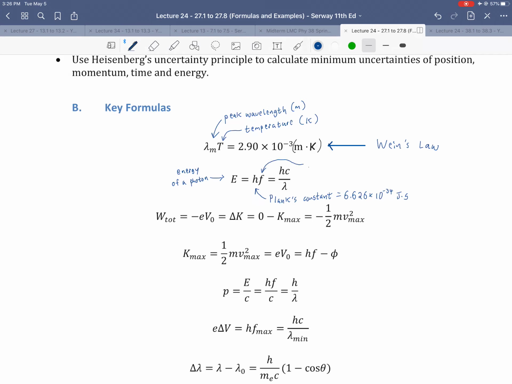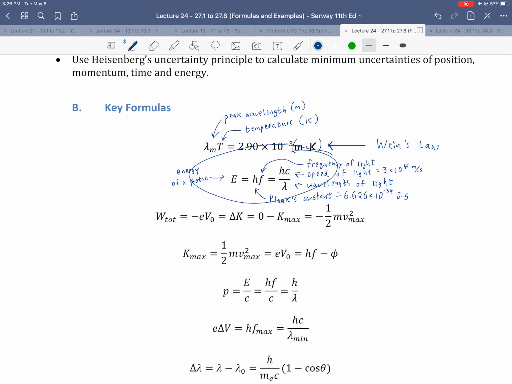F is the frequency of the light. C is the speed of light. Okay, that's another constant of the universe. That one's 3 times 10 to the 8 meters per second, which you'll probably remember from relativity. And then, of course, lambda is the wavelength of the light. Of the light particle, right? Because it's both a particle and a wave.